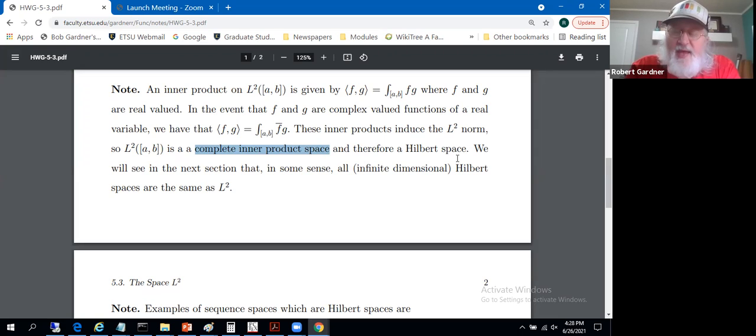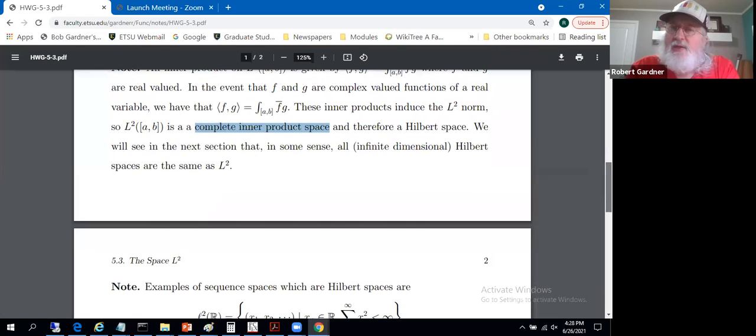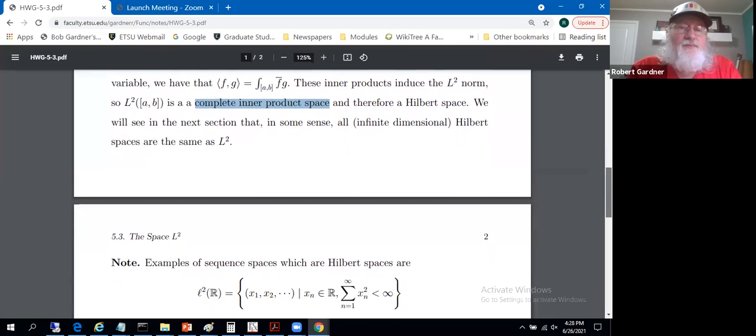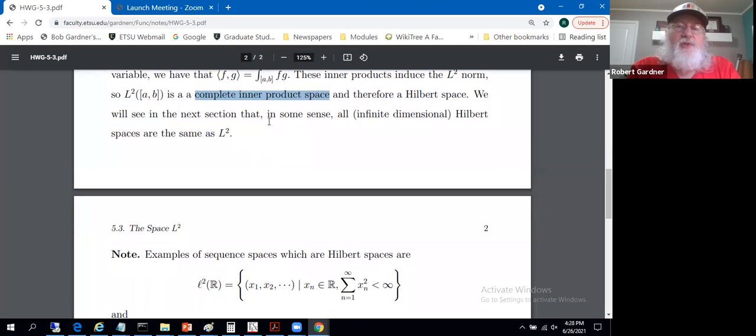But with that accepted, these L2 spaces really are Hilbert spaces. And there are other Hilbert spaces. These L2 spaces are particularly nice Hilbert spaces. We'll see in the next section that, in some sense, all infinite dimensional Hilbert spaces are the same as L2. They're all isomorphic to L2.